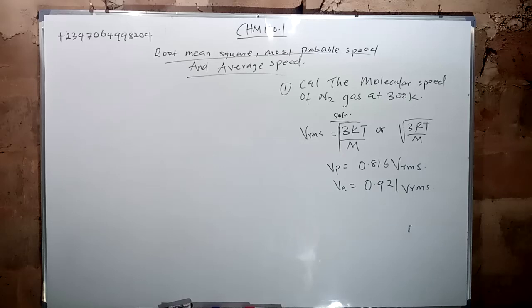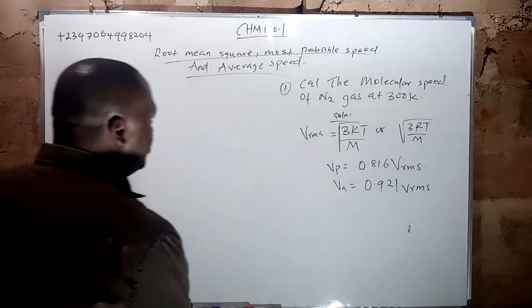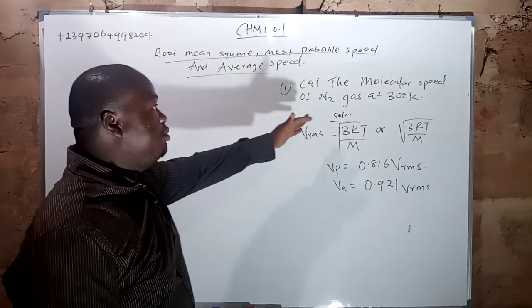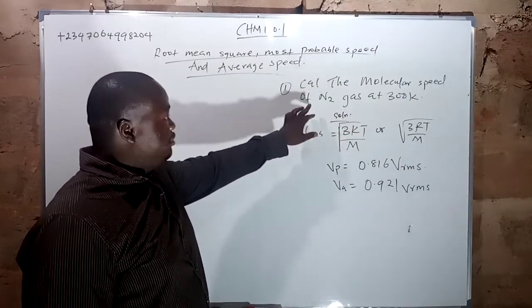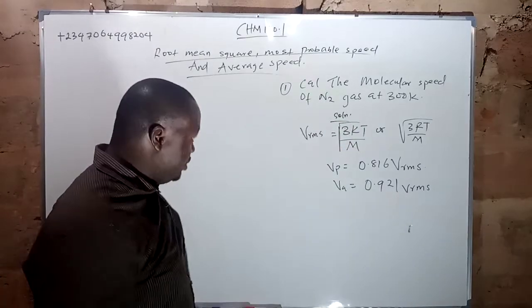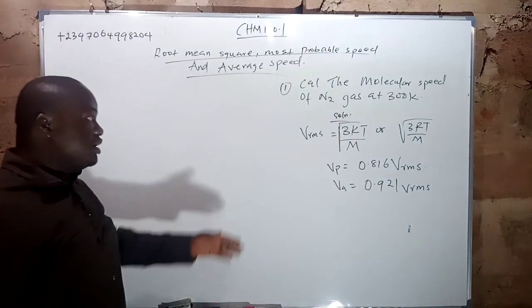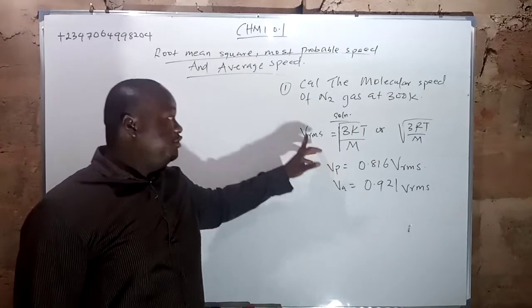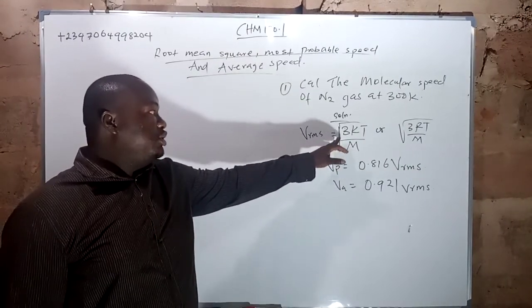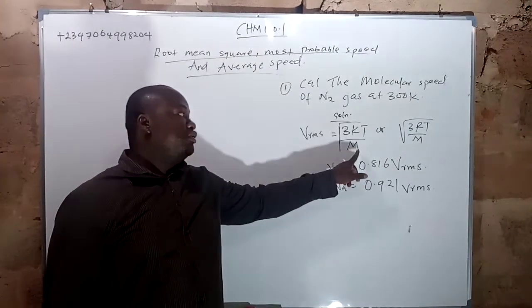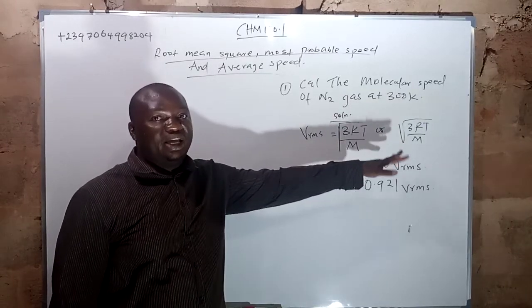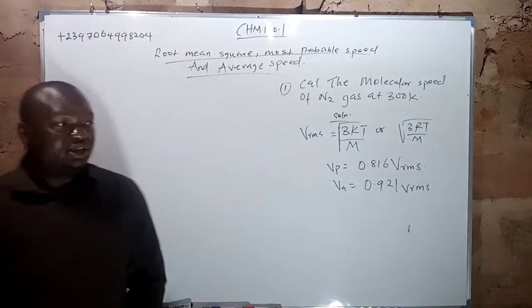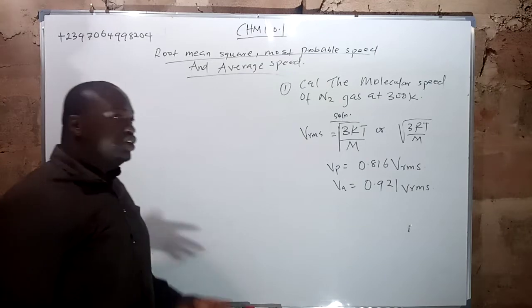How to calculate the root mean square, the average speed, which is the VA, and the VP. From the question above, we see: calculate the molecular speed of nitrogen gas at 300 K. For you to calculate the VRMS, you use either 3kT all over M or 3RT all over M. I'm going to explain it immediately, and then you don't need to suffer yourself.